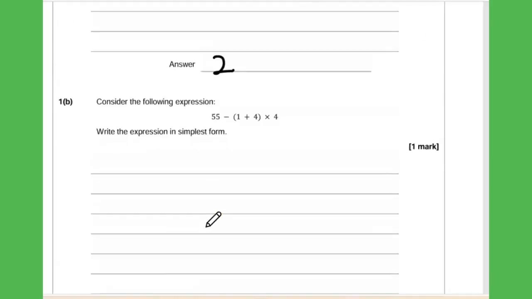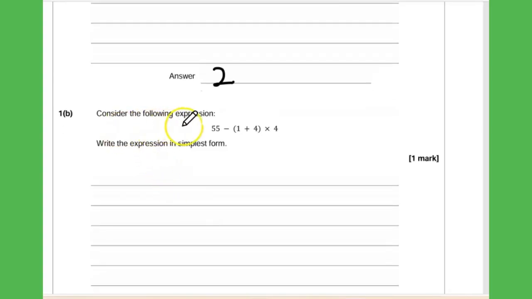Now let's look at the second one. So consider the following expression. Write the expression in the simplest form. So I'm going to first of all, if you write your BIDMAS, you see that bracket will have to come first. Bracket, then we're going to do multiplication before subtraction. So we're going to write 55. Then we're going to have our minus. Then 1 plus 4 will be 5.